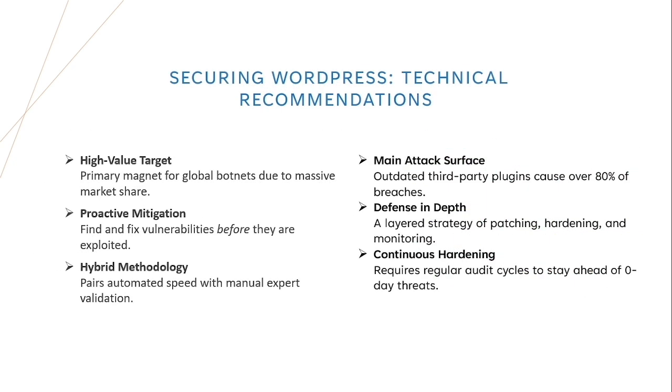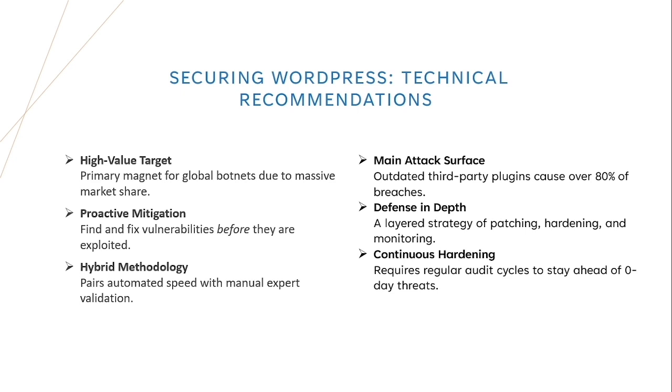And next, securing WordPress technical recommendations. Based on our findings, here are the key technical recommendations to secure WordPress. First, WordPress is considered a high value target because of its huge market share. This makes it a common target for automated attacks and botnets. So, proactive mitigation is very important. Instead of waiting for attacks, we should regularly scan and fix vulnerabilities before they are exploited. We also recommend a hybrid methodology, combining automated tools for speed and manual testing for accuracy. This gives us better results than relying on just one approach.